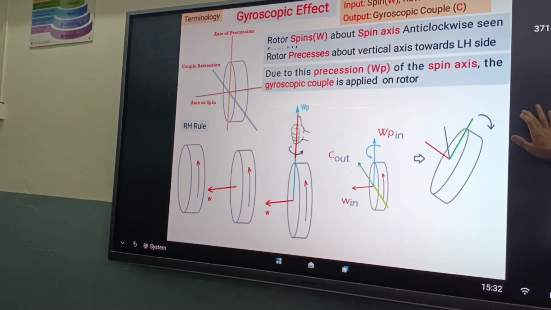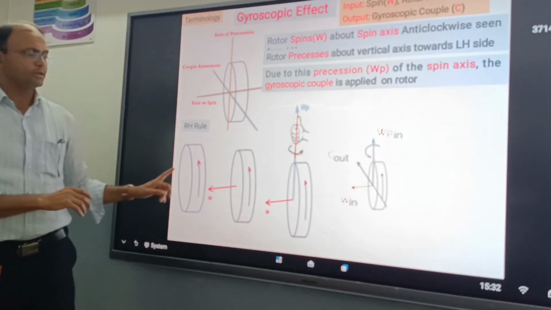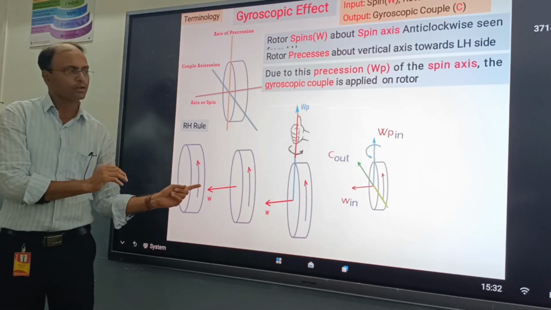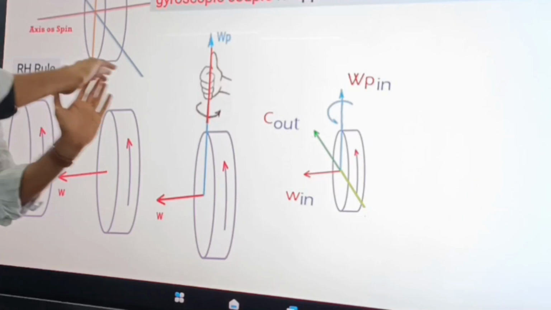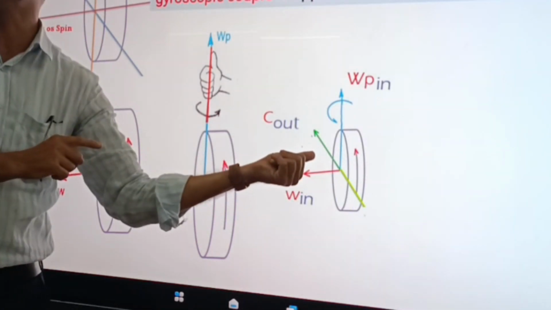Okay, you can see here, up to here, whatever I explained is all mentioned here in the diagram. Rotating disc, axis of spin. Okay, turning disc, axis of precession. And because of this, the green color line is a couple.